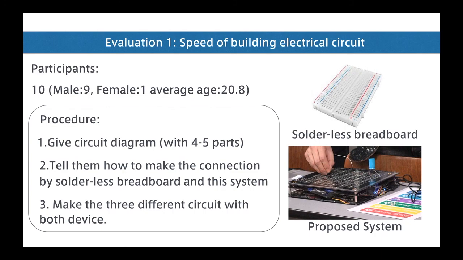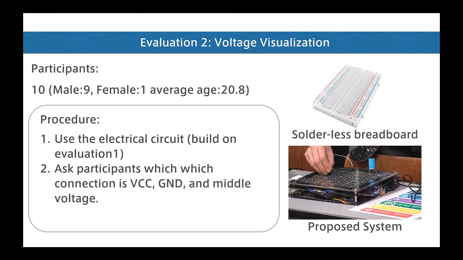And this is the procedure. Give the circuit diagram with 4 or 5 parts, such as a capacitor, resistor, coil, or something like that. And tell them how to make the connection with the solderless breadboard and this system, and make 3 different circuits with both devices. Then we measure the time to finish the circuit. And evaluation 2 is voltage visualization. The participants are the same, and the procedure uses the electrical circuit built in evaluation 1 on our system, and asks participants whether a connection is VCC, ground, or middle voltage. They answered this is VCC, this is ground, or this is middle voltage.